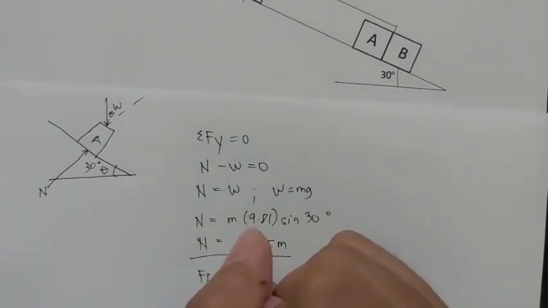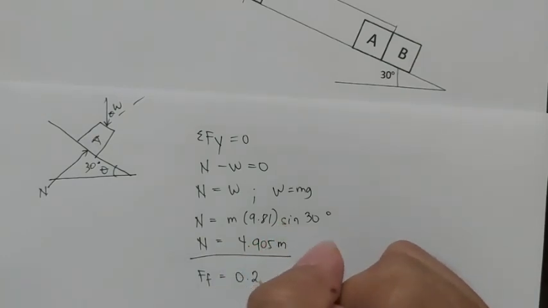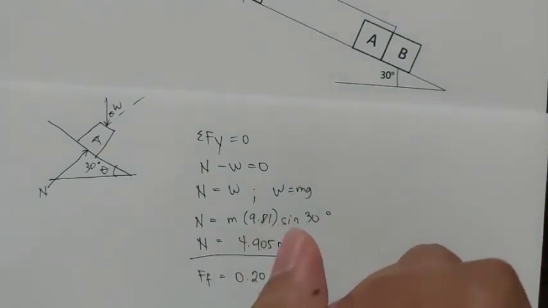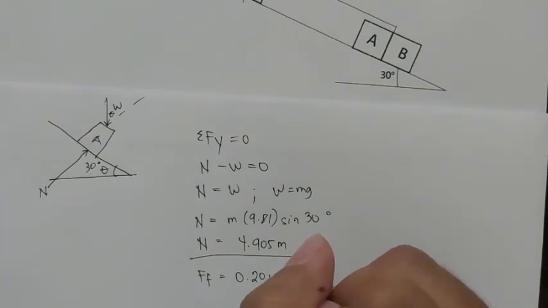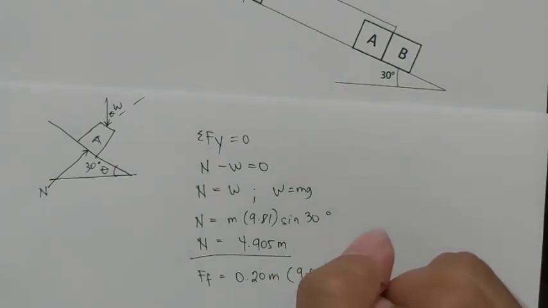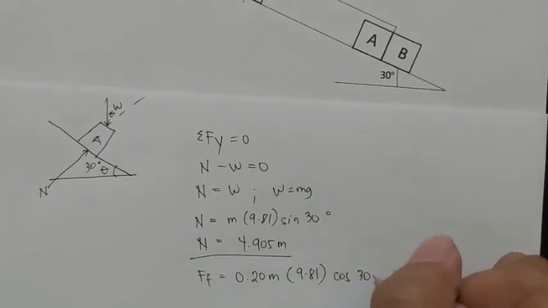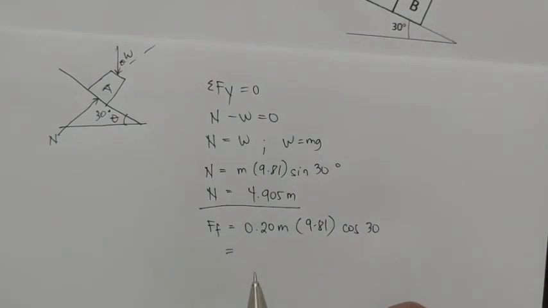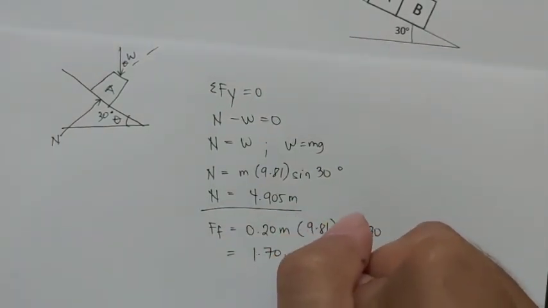Then for friction force, for block A we have 0.20, ating coefficient of friction under the upper block A. Then we have m times 9.81 cosine 30, which is equal to, so solving, we have friction force will be equal to 1.70 m.